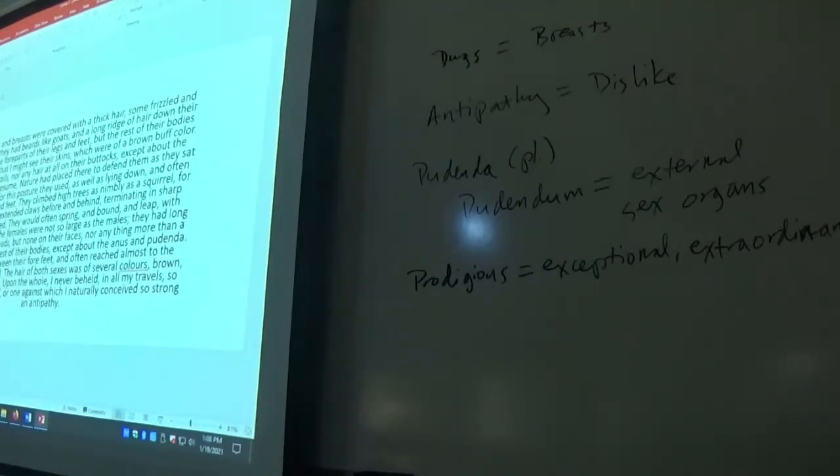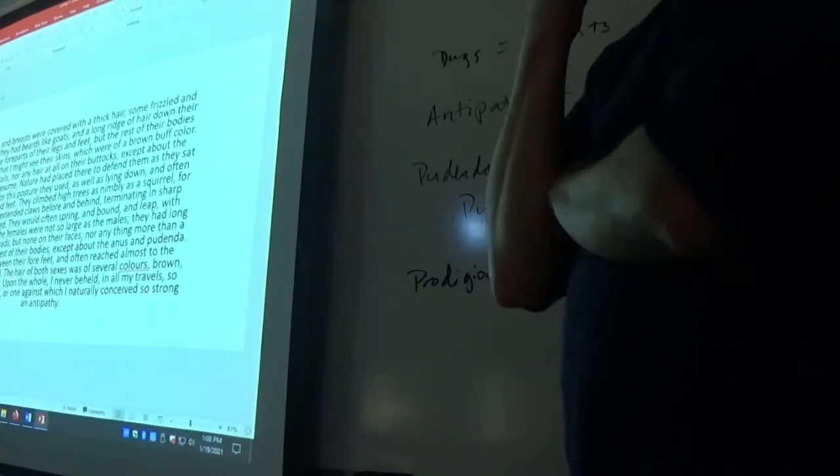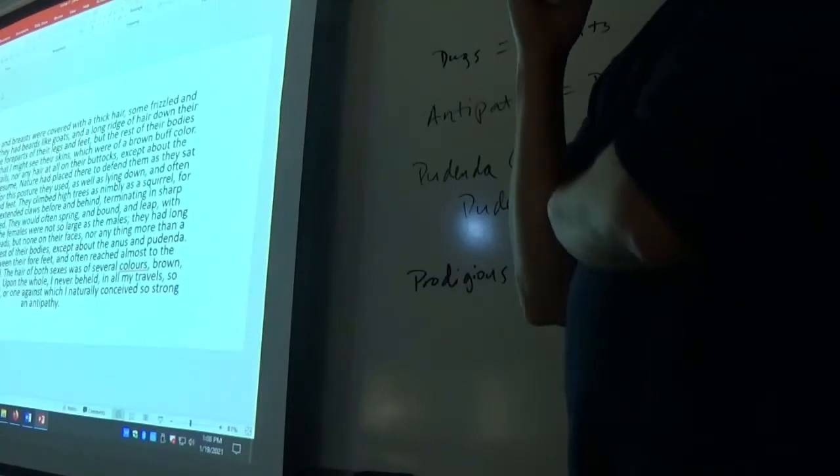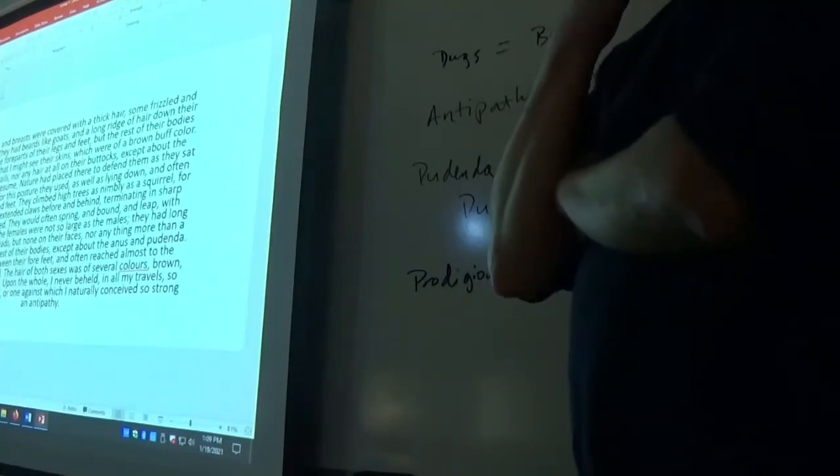Whenever somebody feels like they have a guess, just feel free to speak up. Is it a monkey? Why do you think it's a monkey? Okay. They stand on their hind legs. The long claws to climb the trees. Females are smaller than the males.